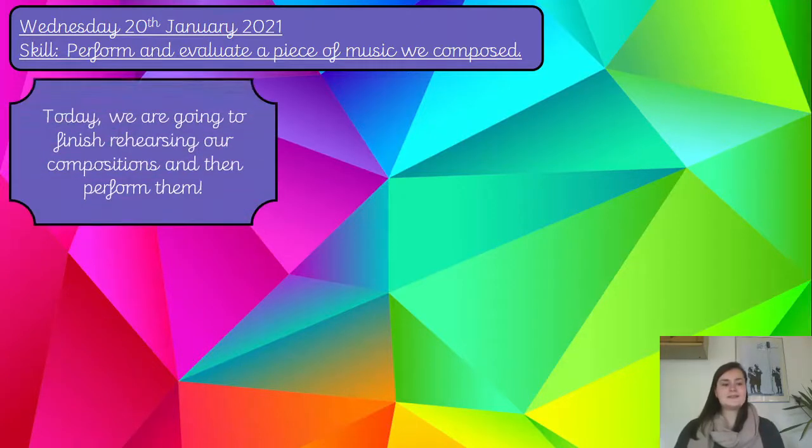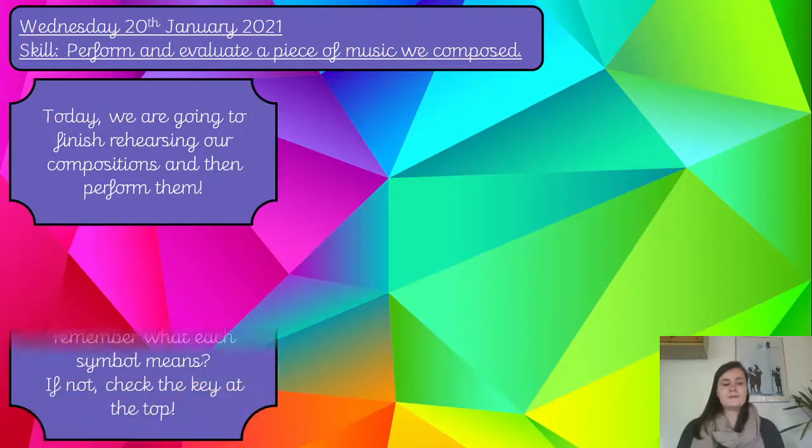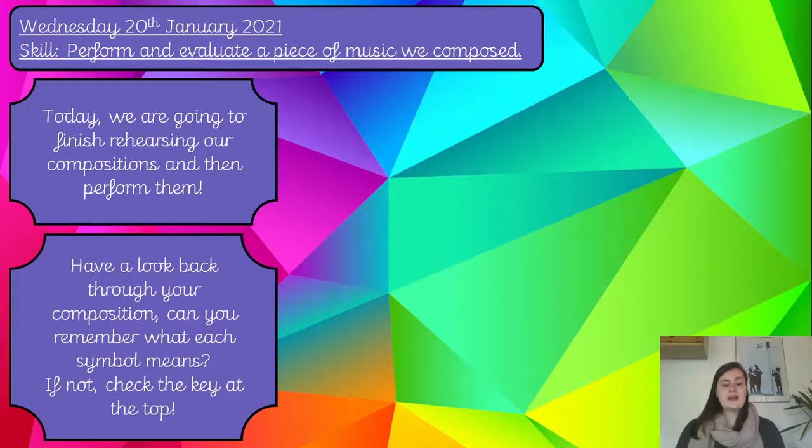Okay, well done. So today we are going to finish rehearsing our compositions and then have a go at performing them. So I want you to just take a minute to have a look at your composition, the grid that you did last week. Can you remember what each symbol means?